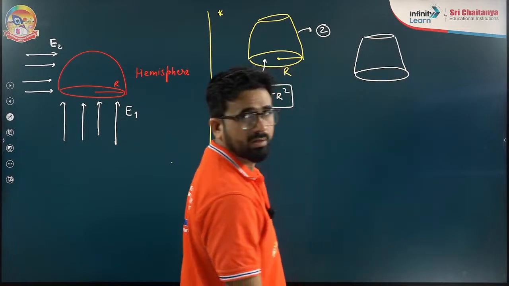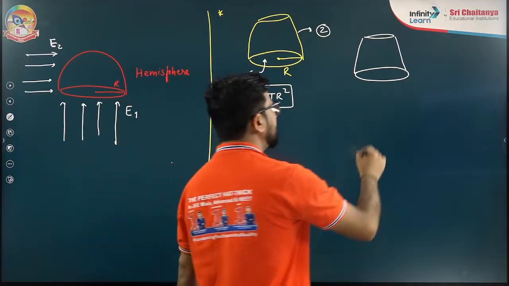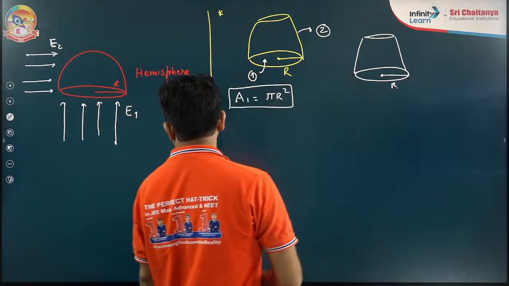Okay, this is the shape. I am trying to draw it again, and this is the shape. And this radius again, I am saying the radius is r. I am not changing anything. Okay, this is the shape.